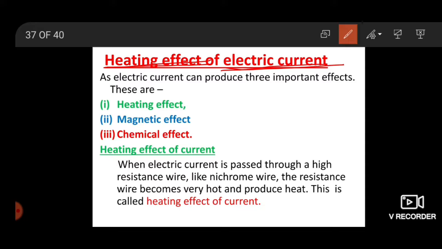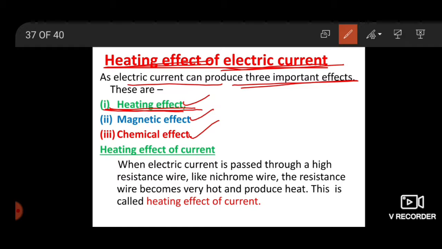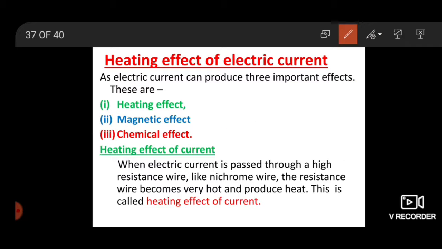Heating effect of electric current. Electric current can produce three important effects: one is the heating effect, one is the magnetic effect, and one is the chemical effect. In this chapter we will discuss the heating effect of electric current. In the next chapter we will discuss the magnetic effect of electric current, and in higher classes we will discuss the chemical effect of electric current.